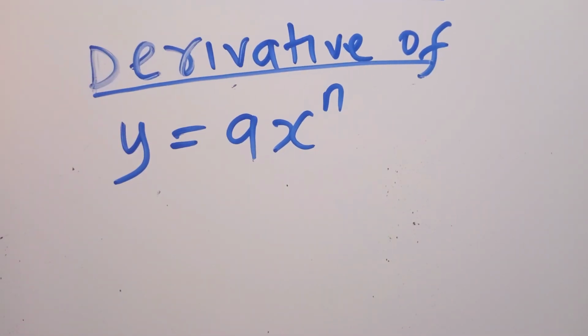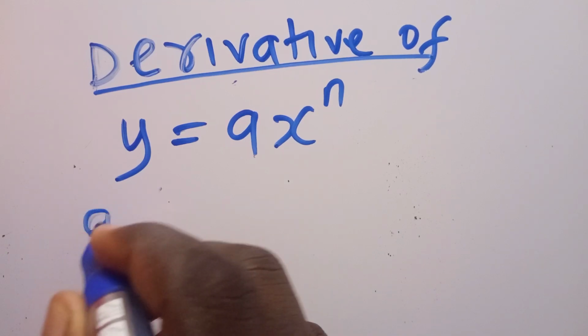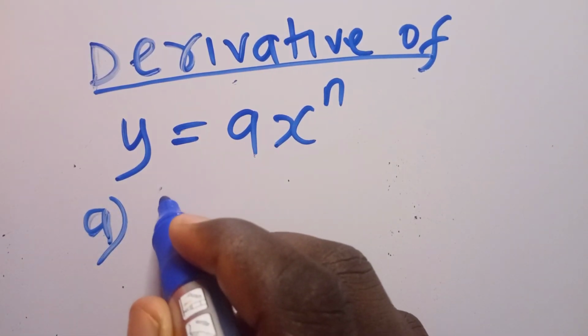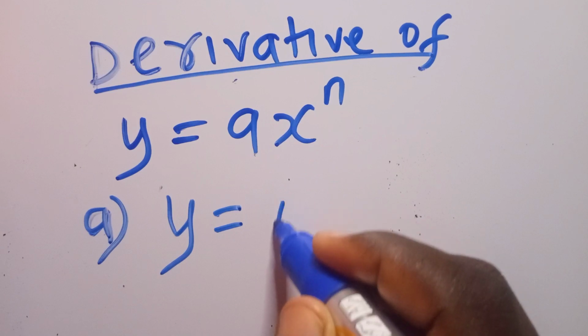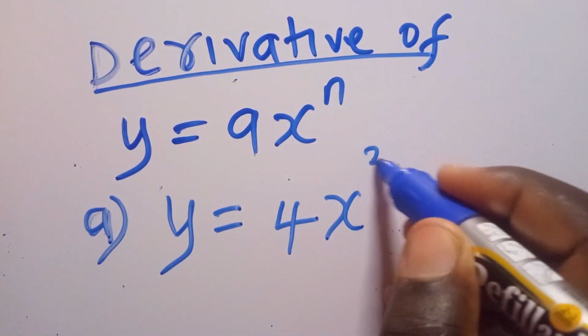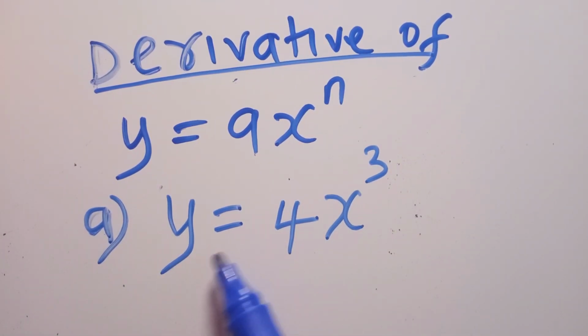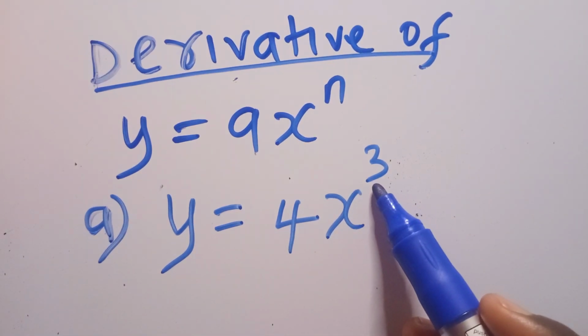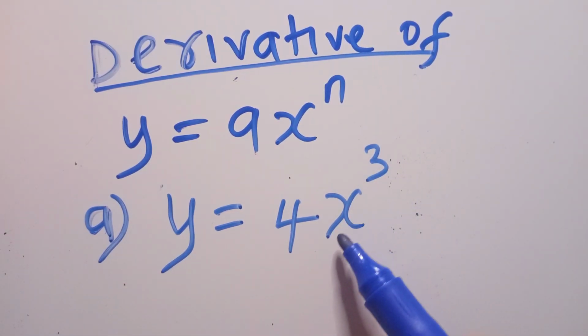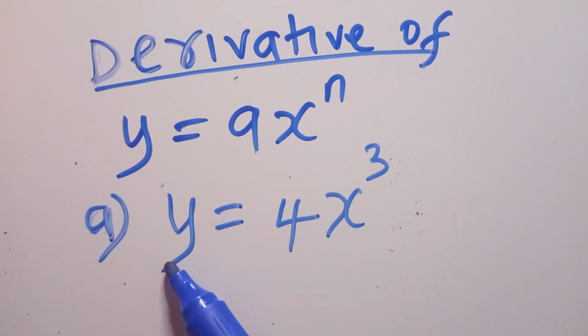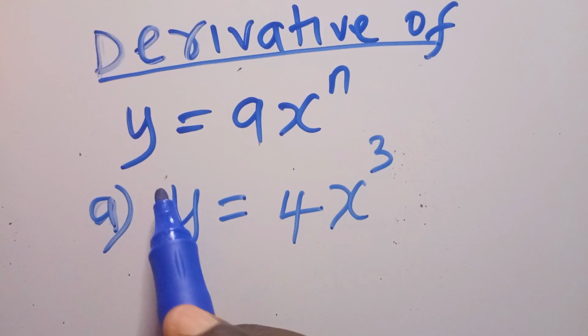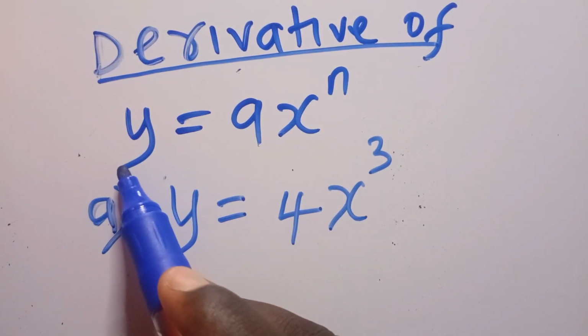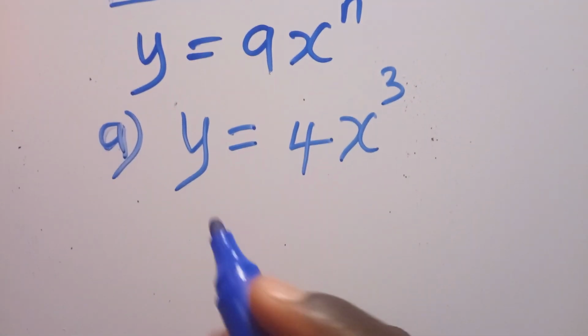Now, let us have a look at example 1. We have y equals 4x raised to 3. This is a function y equals 4x raised to 3. 3 is an integer and x is an independent variable. 4 is a constant, y is a dependent variable. Now, how do we differentiate this? This function is just of this form. Therefore, we shall differentiate it this way.